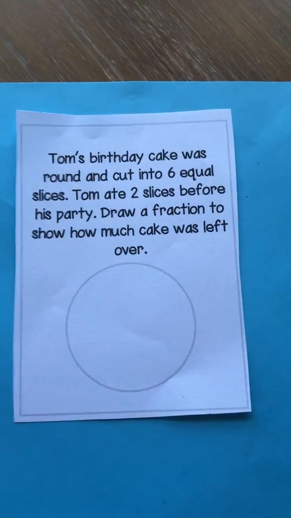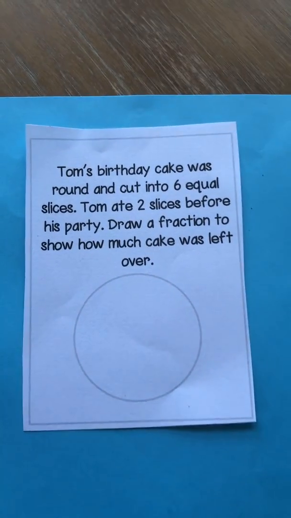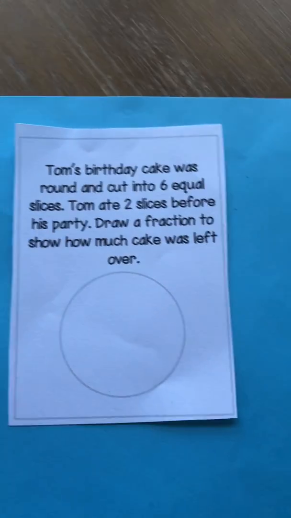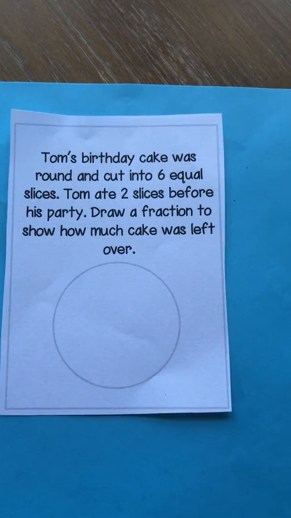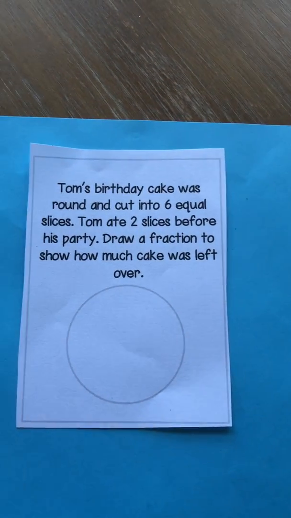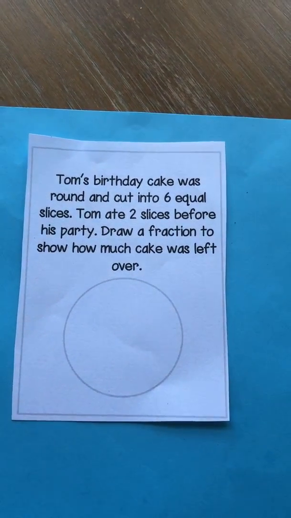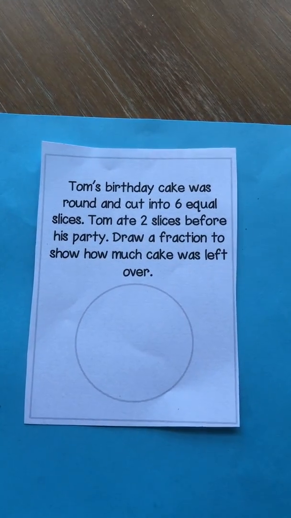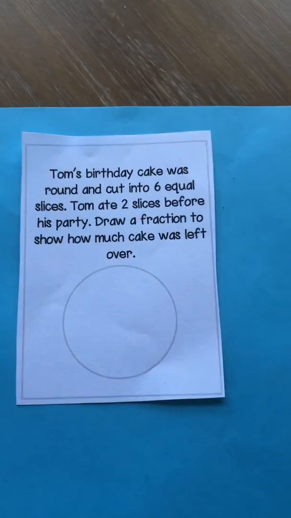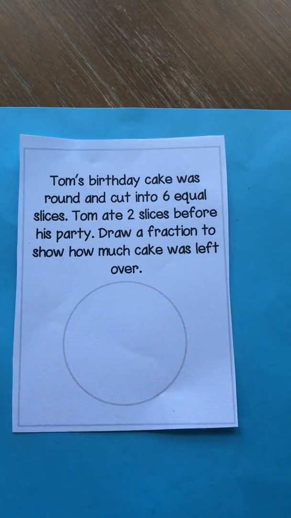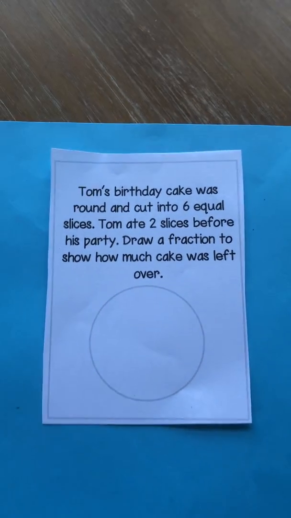And please read along with me. Tom's birthday cake was round and cut into 6 equal slices. Tom ate 2 slices before his party. Draw a fraction to show how much cake was left over. I guess Tom was a little excited about his party, and he really wanted to taste that cake because it says that he ate it before the party even started.